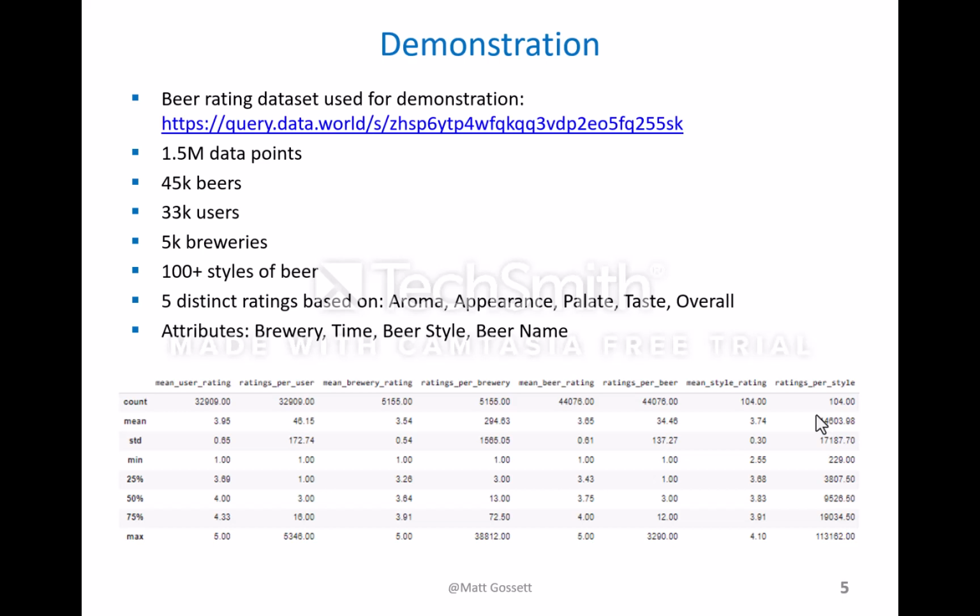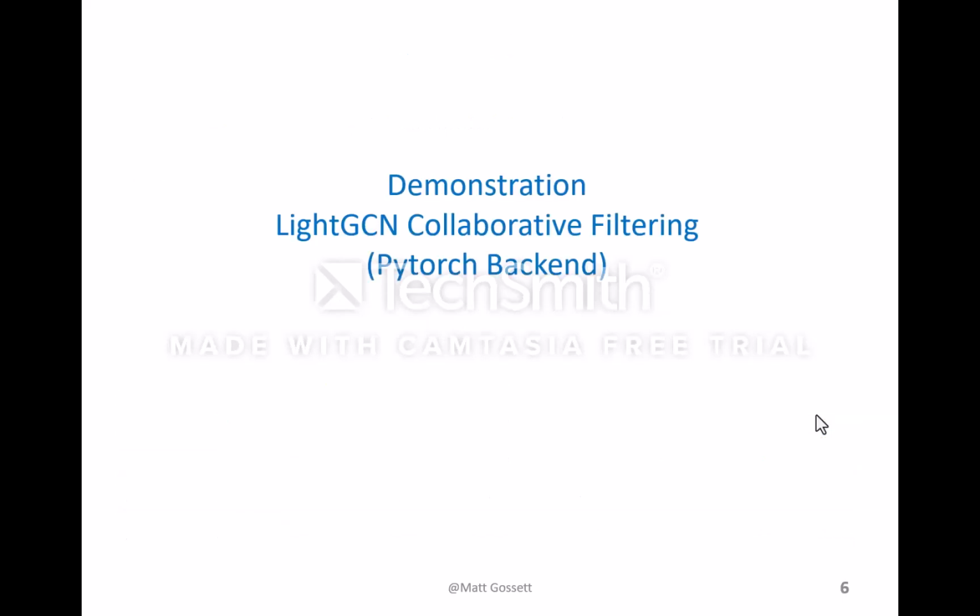And we just have an idea here based off the counts and the quantiles of where these ranges are falling. So jumping ahead here, the first model I'm going to talk about is LibGCN, which is a collaborative filtering model with a PyTorch backend, similar to the convolutional model we worked with in this course.